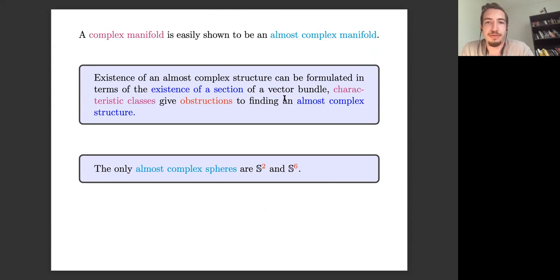One can show that a complex manifold is certainly an almost complex manifold. But almost complex manifolds are easier to understand in the sense of when there is such a thing, because the definition is given in terms of the existence of a section of a certain bundle. And we have a big, powerful machine to understand such things, in terms of characteristic classes, homotopy theory, and cohomology theory. So you can detect almost complex structures comparatively much better, and one can use this big machine to show that the only almost complex spheres, for instance, are S2 and S6.